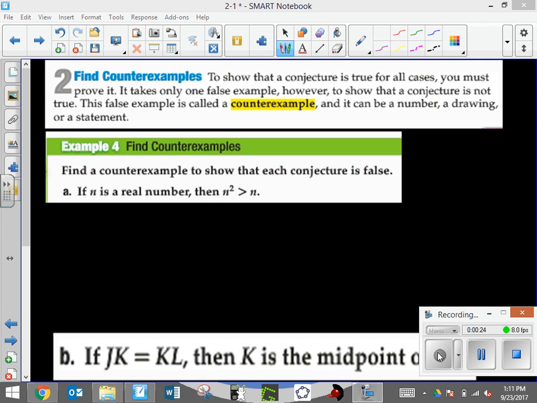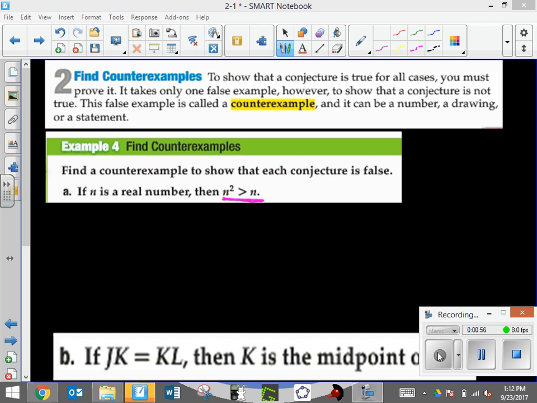Okay, so if I look at my example, letter A, if n is a real number, then n squared is greater than n. What I'm trying to do is prove this portion right here to be false. I'm going to pick a number where that second portion, that n squared greater than n, is false. Well, after thinking about it for a little bit, there's quite a few examples that you could pick where this will become a false statement.